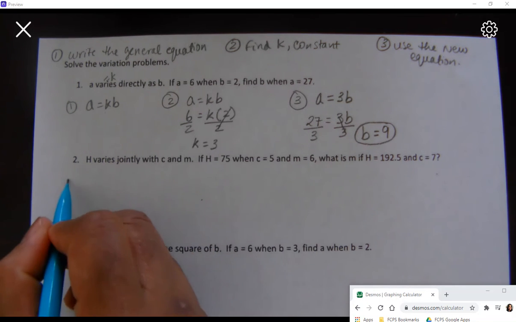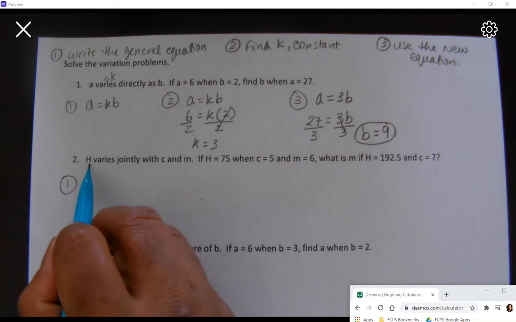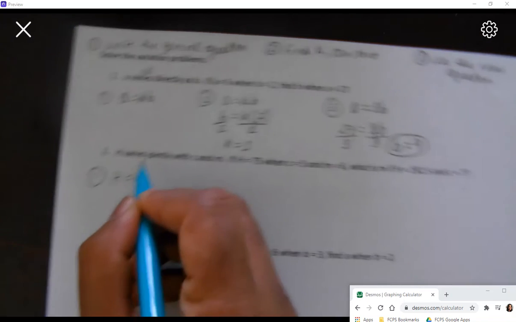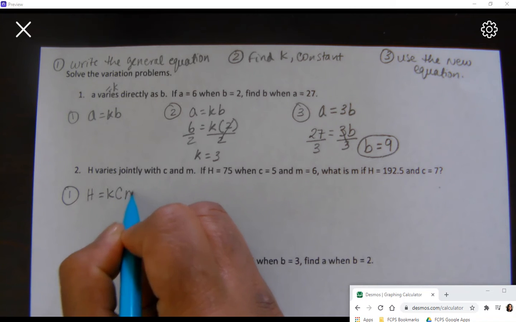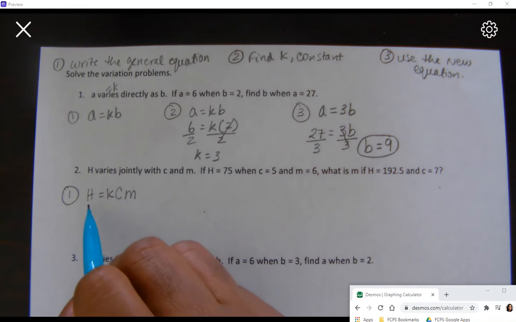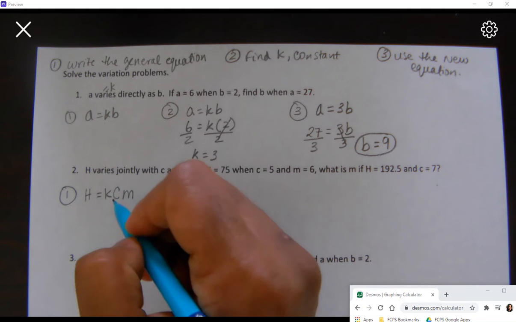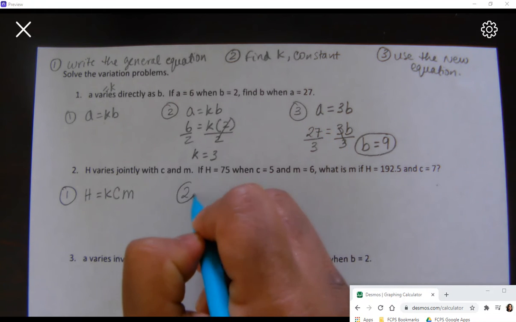Okay, let's look at the next one. First thing, we're going to find the general equation without any numbers. So you have H varies, so H equals k jointly with C and M. Jointly means multiplication, unless it says otherwise, we just assume it's multiplication. So it's H equals k times C times M.